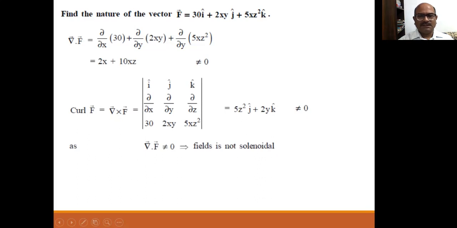It means when divergence is not zero, the field is not solenoidal. And when curl is not zero, the field is rotational. Okay? If the curl would have been zero, then we can say because its curl is zero, it cannot rotate, it is irrotational. But over here, in this numerical, the curl is not equal to zero. It shows that the field is rotational.